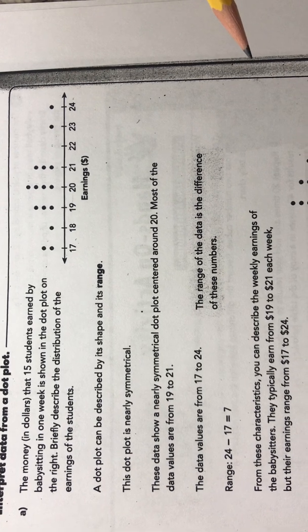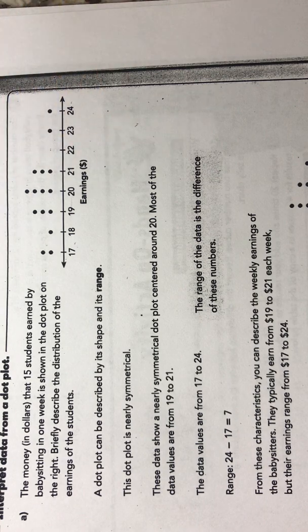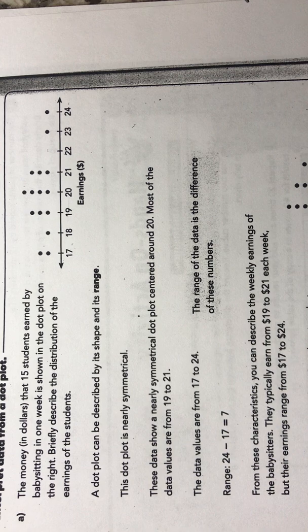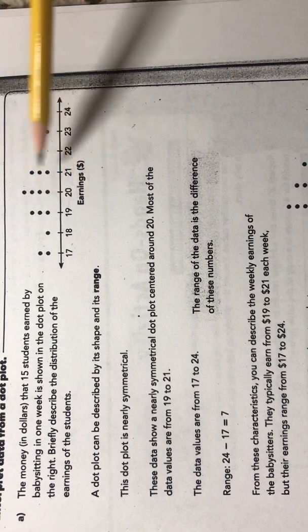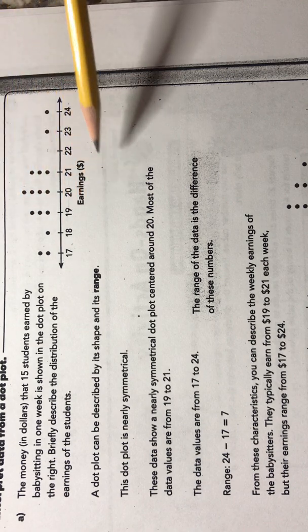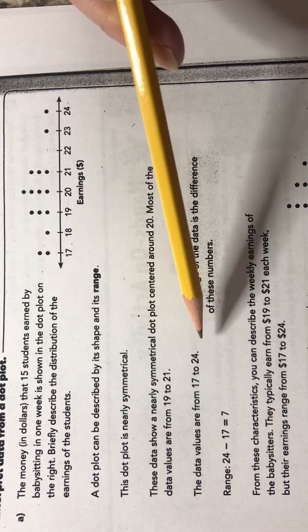This dot plot is nearly symmetrical, would you agree? Yeah, it's pretty symmetrical. These data show a nearly symmetrical dot plot centered around 20. Most of the data values are from 19 to 21. Would you agree that most of them are between 19 and 21? Sure, why not? The data values are from 17 to 24.